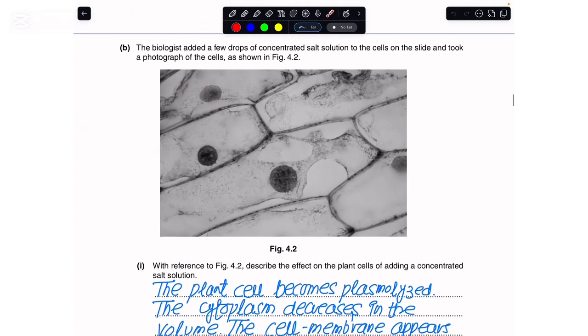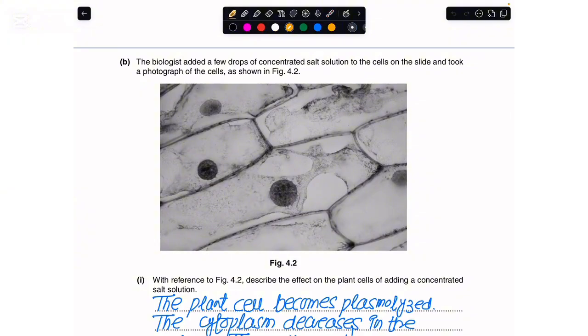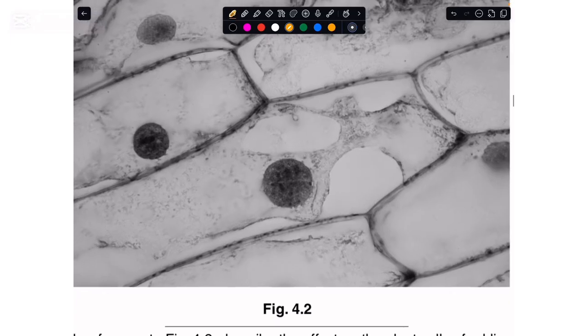Moving onward, if we go on toward the B part, they say that the same biologist took a few drops of concentrated salt solution and immersed the epidermal cells that he took from the section of the plant, and then he looked under the slide at what appearance these cells would have after adding a few drops of the concentrated salt solution. If I zoom in, what we see is that the cell membranes have pinched away from their respective cell walls.